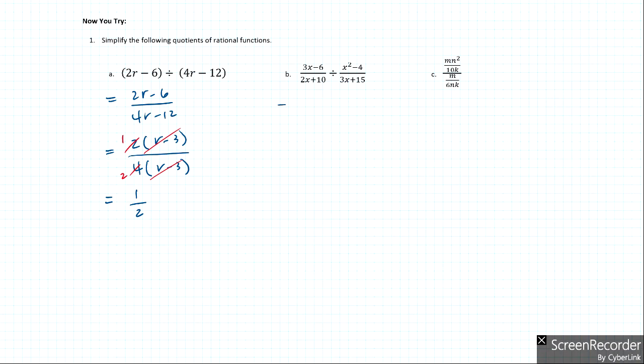Now moving on to part B, we have a division problem, and in this case, if we want to calculate it, we want to go ahead and convert this division into a multiplication by reciprocal problem. And once we flip the numerator and denominator, we would have 3x plus 15 over x squared minus 4 as the second rational expression. And then we want to check each numerator and denominator again to see whether it can factor further.